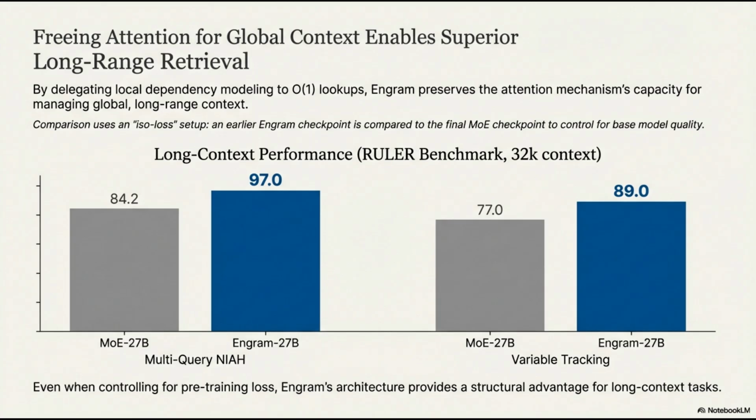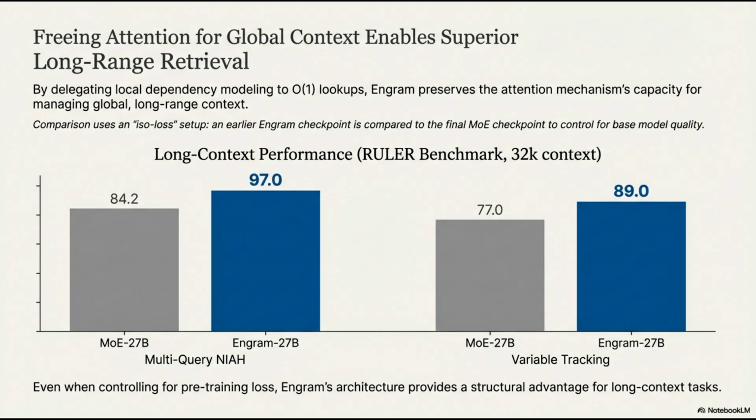The attention mechanism is supposed to handle global context, but if it's busy trying to remember local things, like who's who in a long document, it eats up all its bandwidth. By giving those local tasks to Engram, you free up attention to focus entirely on the global picture, on dependencies across thousands of tokens. The attention system can finally see the forest instead of getting lost counting the trees.